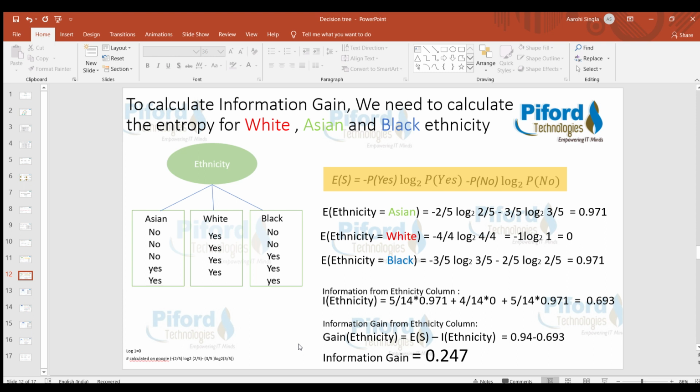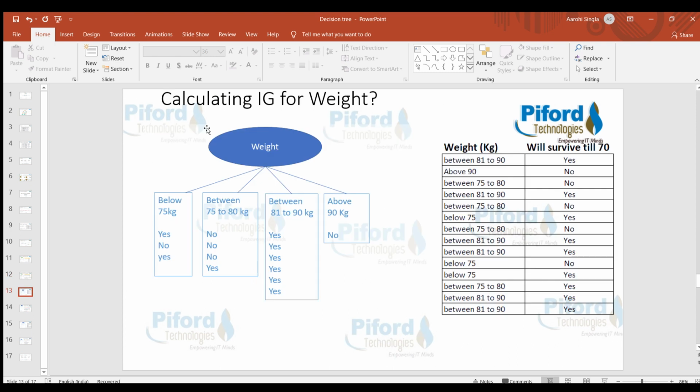So now we have information gain for the ethnicity column. Now let's move forward and work on the other two columns also. So here, this is IG, meaning information gain. Now I'm calculating information gain for the weight column. So in weight, how many different kinds of values are we having?